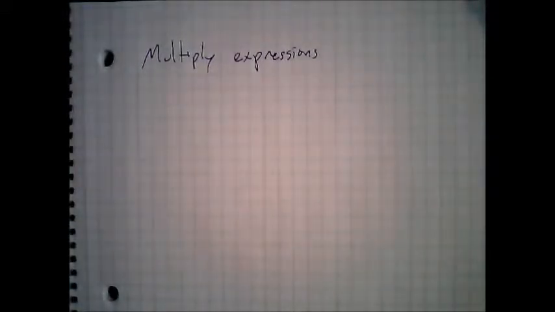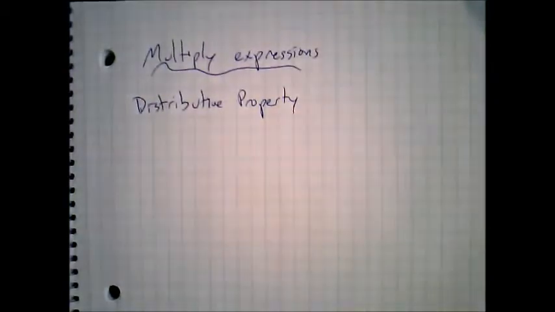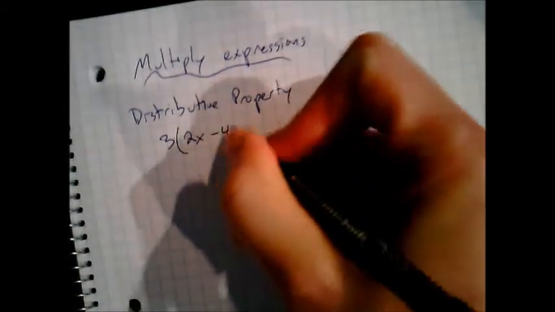Alright, in this video we're going to look at how to multiply expressions. So we're going to start with something called the distributive property. So our first example, let's look at 3 times the quantity 2x minus 4.